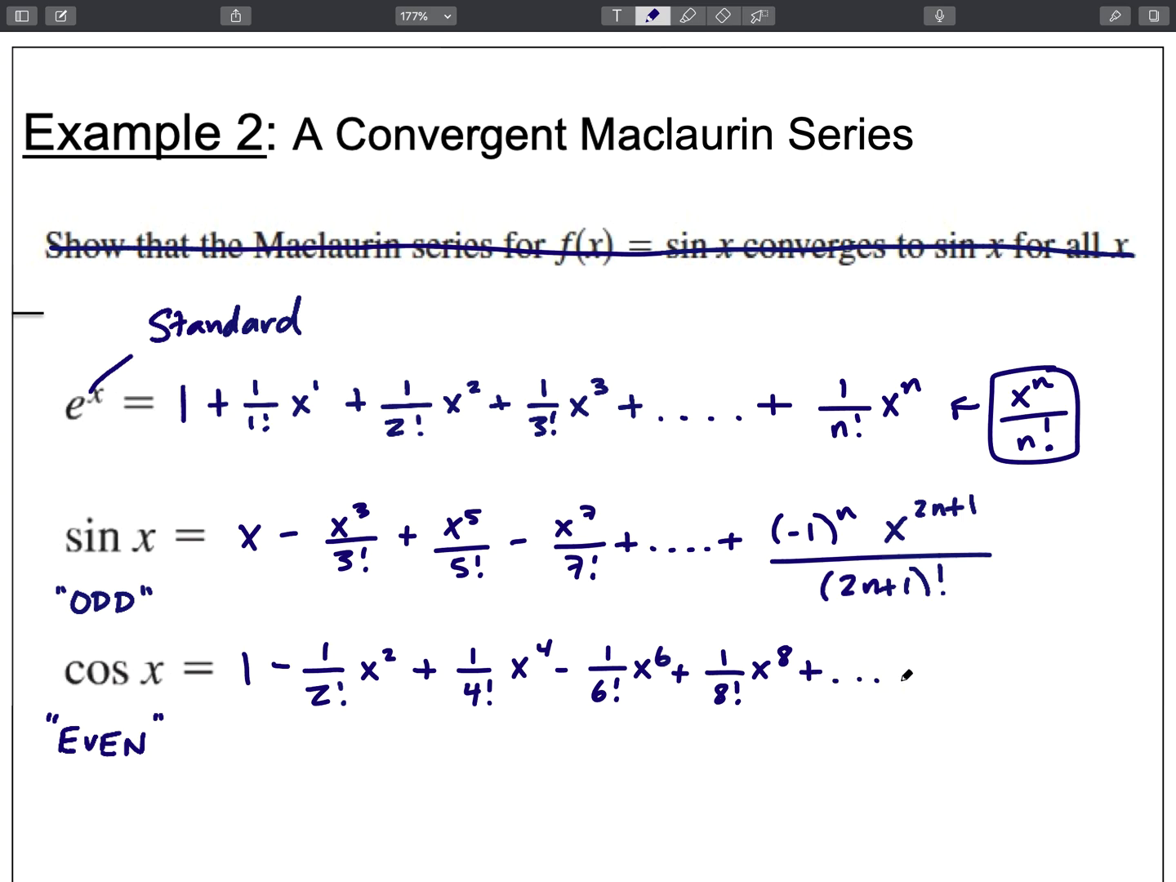So then my challenge to you is, how would we write the generic term? So if you want, you can pause the video. You can have everybody chat for a second. How would you write a generic even term for this cosine?